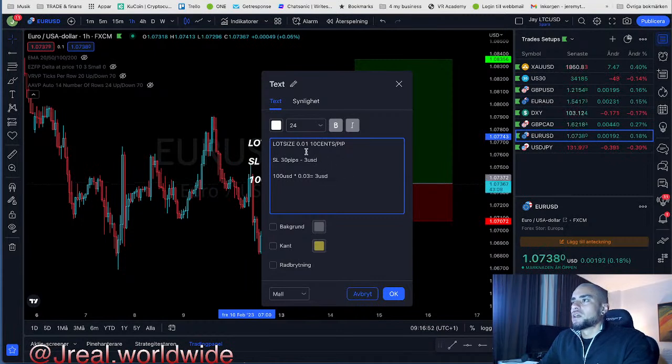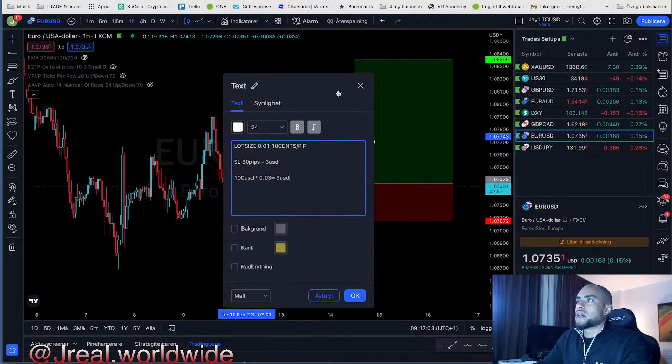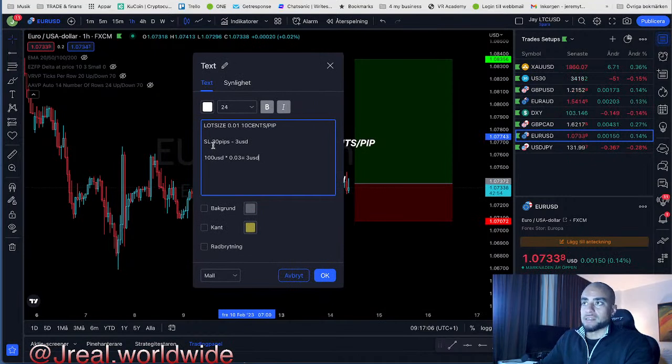Recap. You're trading a $100 US account. You use lot size 0.01, which is 10 cents per pip. You are looking at a trade with a 30 pip stop loss. 30 pips times 10 cents is $3. What does that mean? That means that you are risking $3 per trade. So in this case, you are at the maximum level of risk that you want to take, but you're still within the range of 1 to 3% risk.